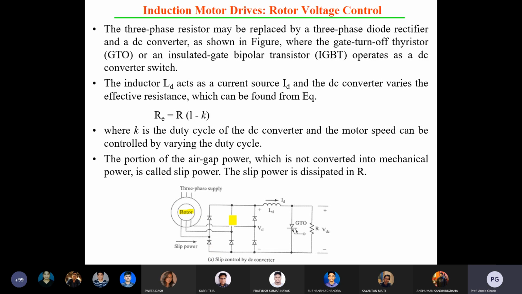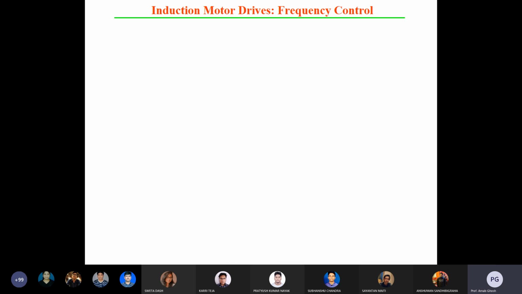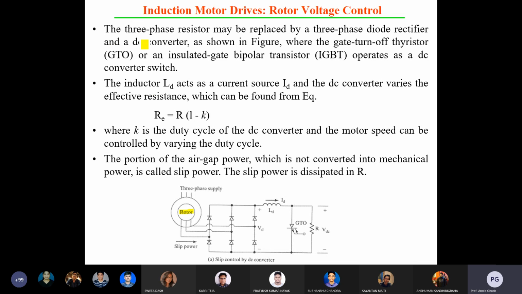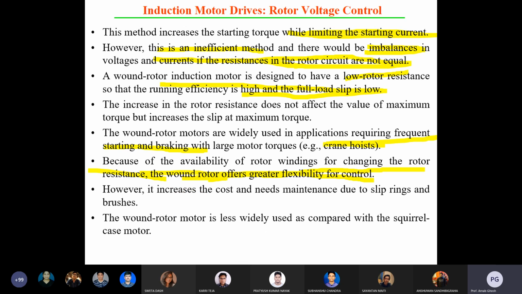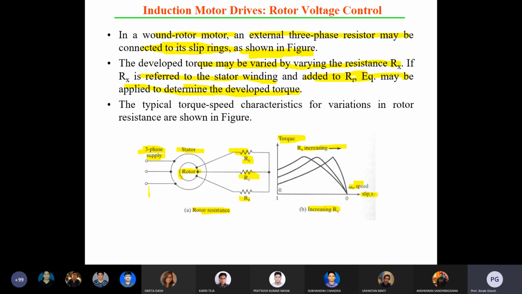So here you can see the induction motor rotor and the stator, both are there. Three-phase supply is there to the stator. But in the previous case, if you are controlling the resistance, you can see the resistive path here. If you vary it, huge losses will be there.